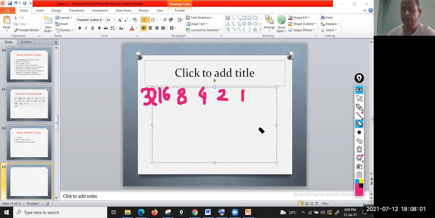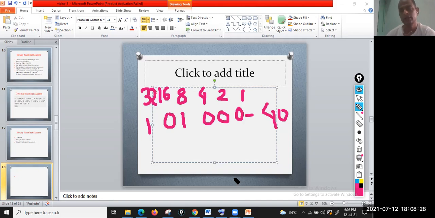Now, how can we write 40? 40 can be written using 32. Can we take 32? Yes. Can we take 16? No, it will be 48. 32 plus 8, yes. So put 0 in all the rest of the places. Now you can see 40 can be written simply this way. Understood?